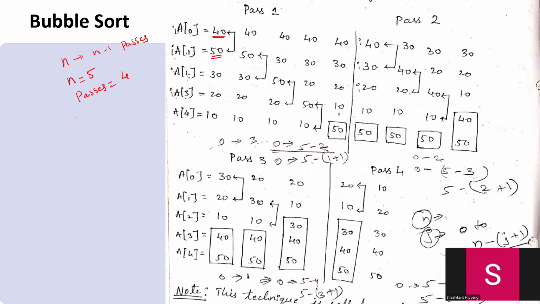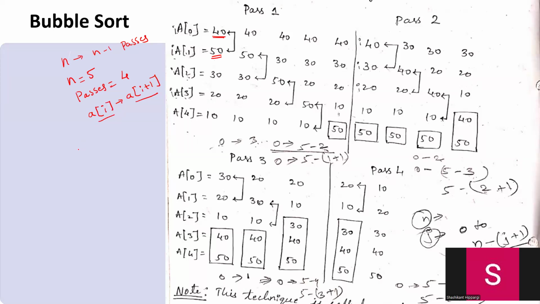And it's very clear that we are going to compare every element with its next element. For example, if I have the element A of I, then I am going to compare this element with A of I plus 1. Every element will be compared with its next element.